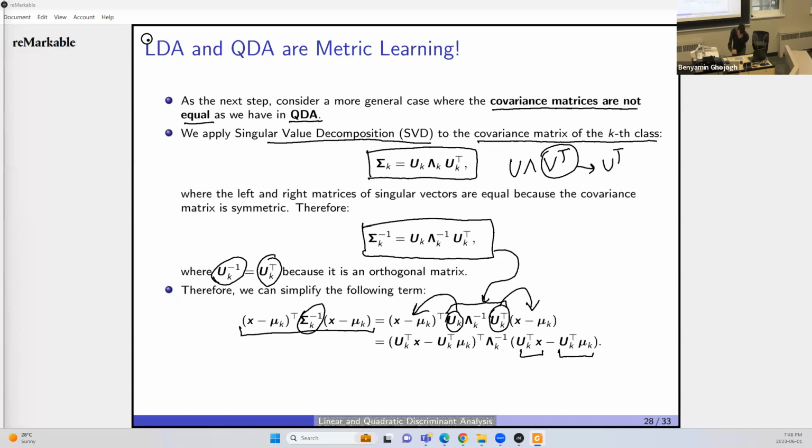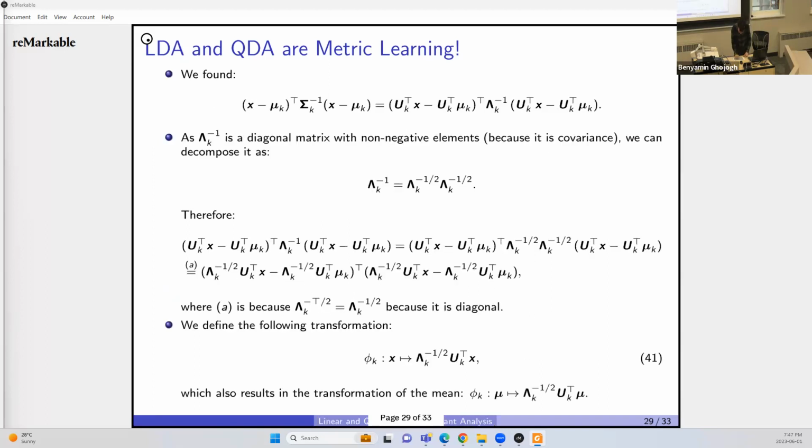However, here we have a transpose. Therefore, we need to change the order. So if we have X, it will be X U transpose, but it shouldn't be here. It should come here because of the change of order. Therefore, you will have U transpose X and U transpose mu. Right?